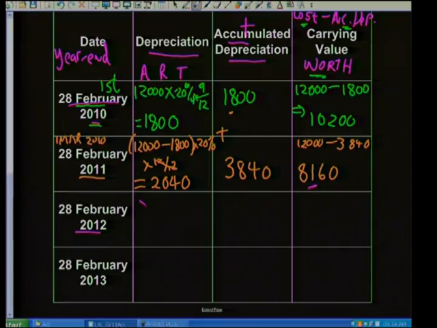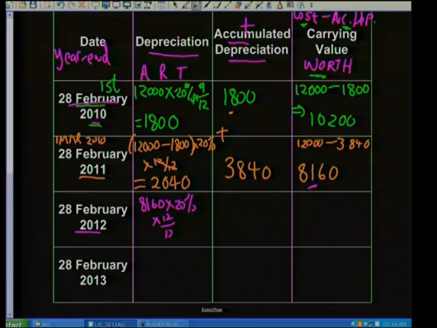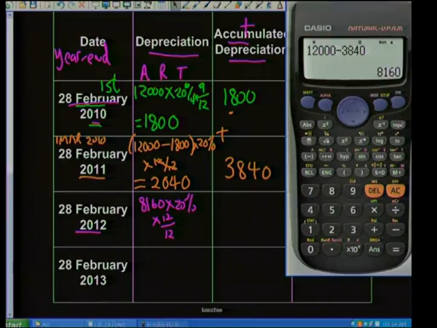So I'm going to take 8,160. Again, guys, it's simply cost minus accumulated depreciation, times this by the rate, which is 20%. And remember, your third financial year, again, you would have owned the asset for the entire year, so times 12 over 12. And for this year, my depreciation would be as follows.